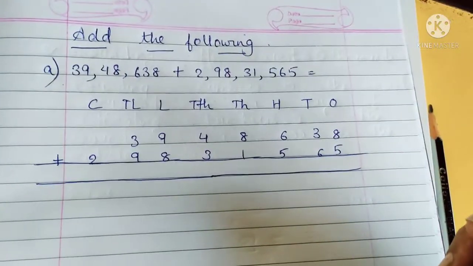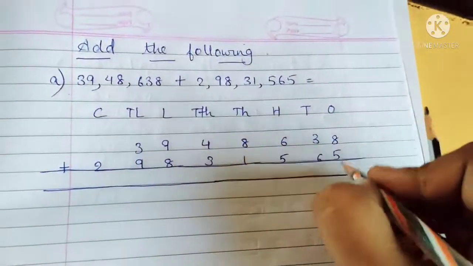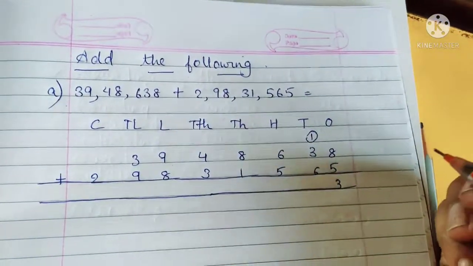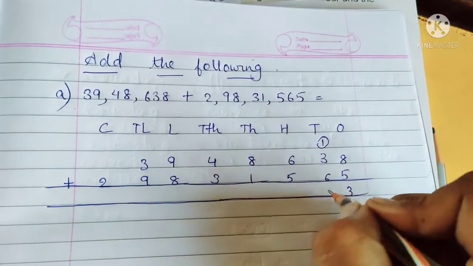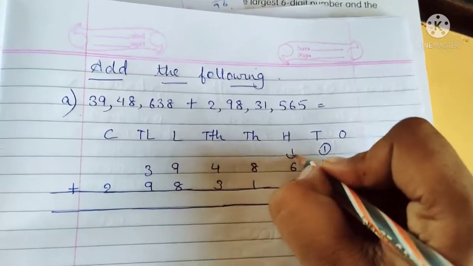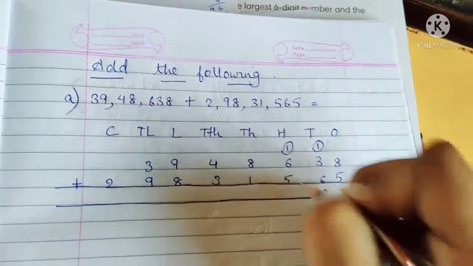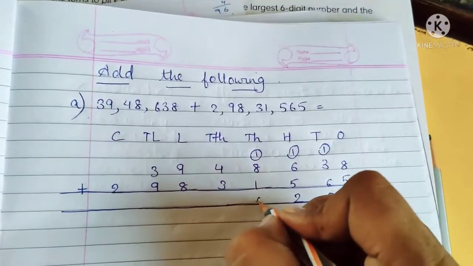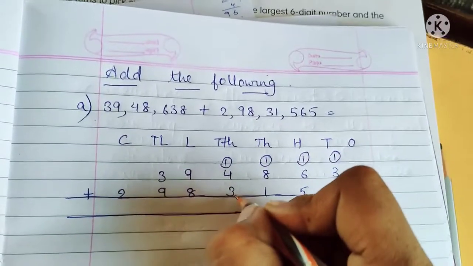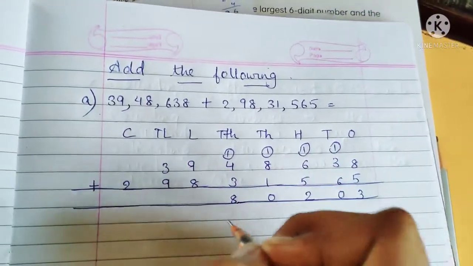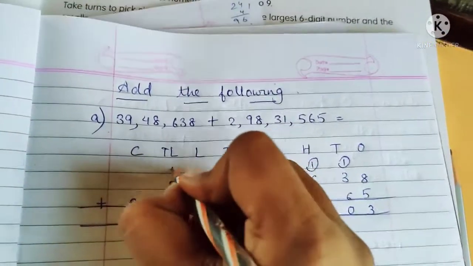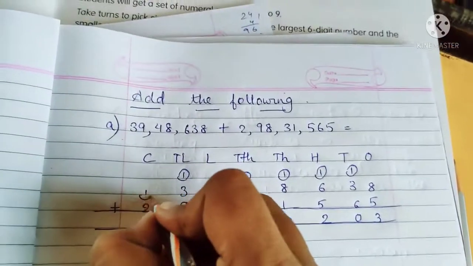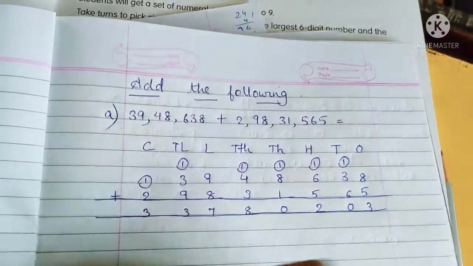So 8 plus 5, what will be the answer? 13. So we will write 3 here and put 1 here in the carry place. 6 plus 3, 9. 9 plus 1, 10. 0 will come here, 1 will come here. 6 plus 1, 7. 7 plus 5, 12. So 2 here and 1 carry. 9 plus 8, what will be the answer? 17. So here 1 it will come. 13. So here 1 here it will come. So 3.